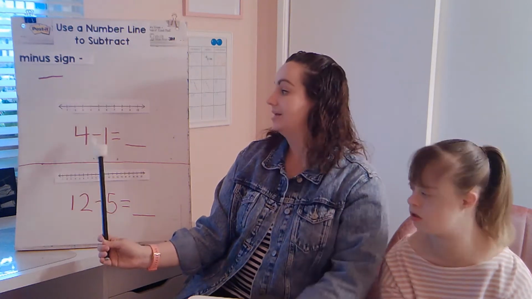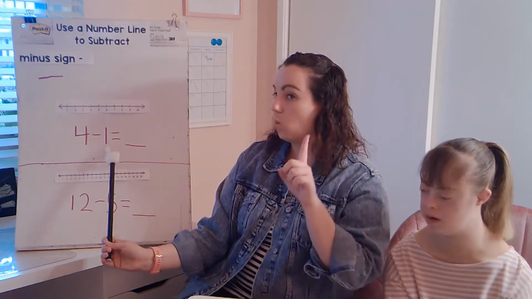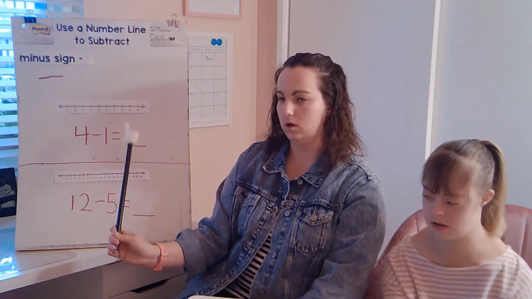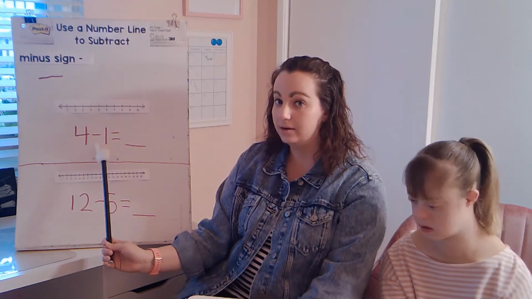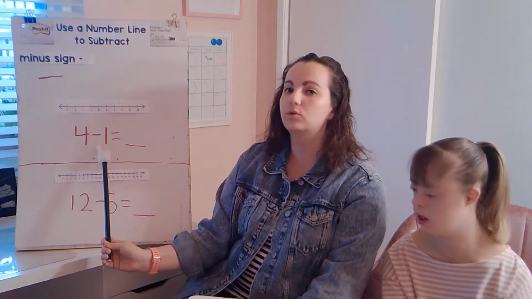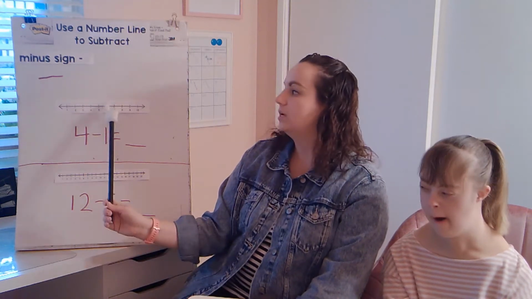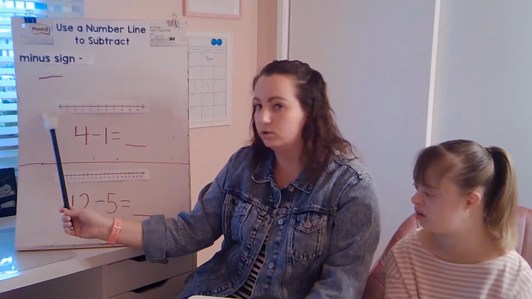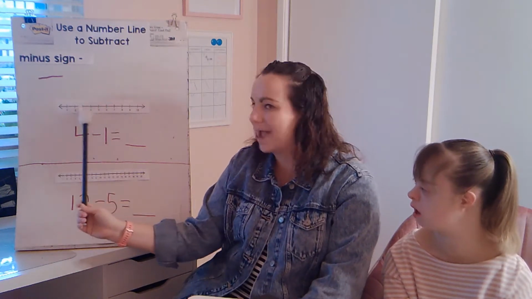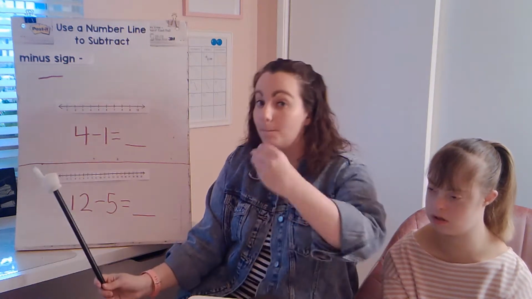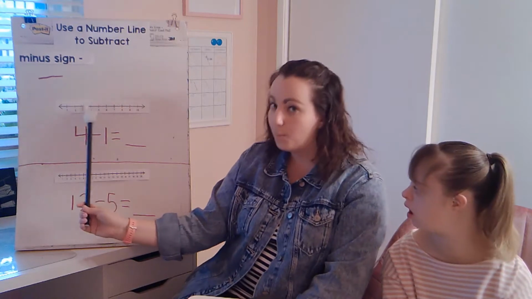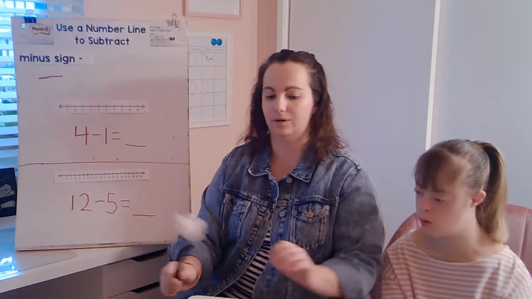4, take away 1 equals. Remember that minus sign, that take away sign means we're doing subtraction. We need to go towards the smaller numbers on the number line. We need to go backwards. Just like we count back to subtract, we go back on the number line, okay?